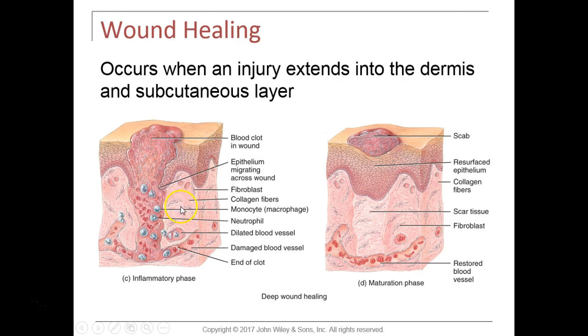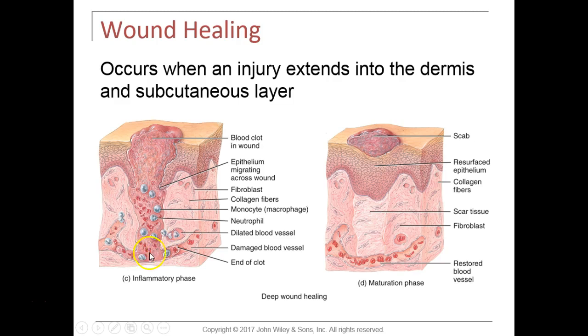But what's happening in the dermis? Well, obviously we're not producing epithelial cells down here. It's all connective tissue. Dense irregular connective tissue, some areolar up here in the papillary region. So we have to start replacing all of these collagen fibers that were ripped away when we cut through the skin down into the dermis. The blood vessels themselves also have to repair and regenerate in that area.